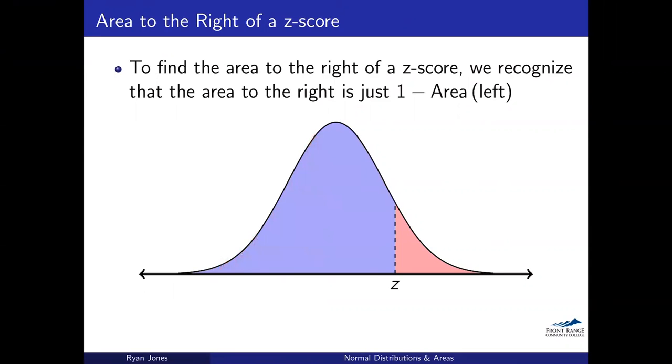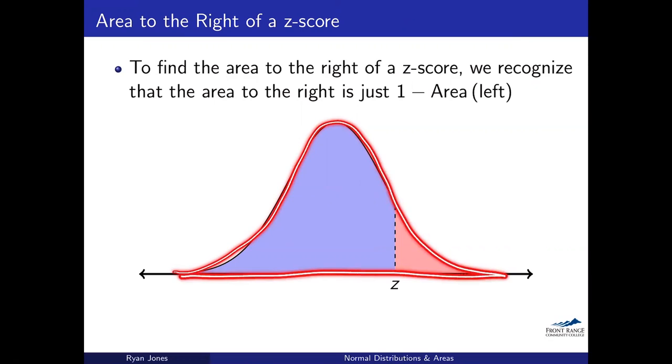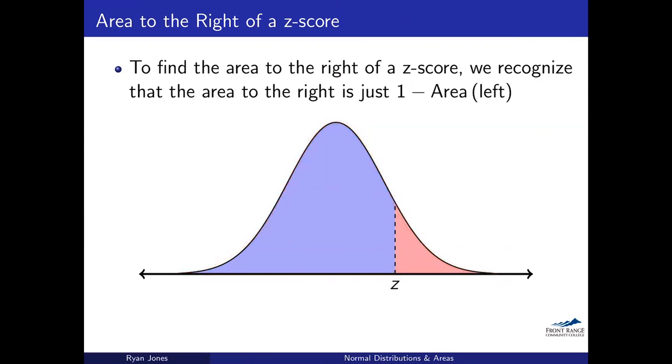But now if I'm asking for the area to the right, what I want to notice here is that this entire area here is 1. It's 100%. It's all of the area underneath this curve, which is equal to 1. So if I want just this pink reddish highlighted area, I'm going to take the 1 area and subtract off the blue area.